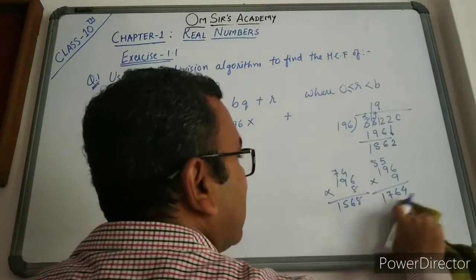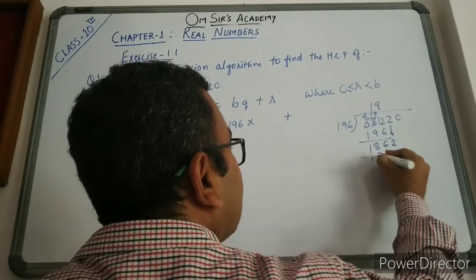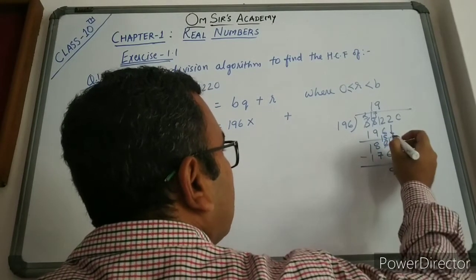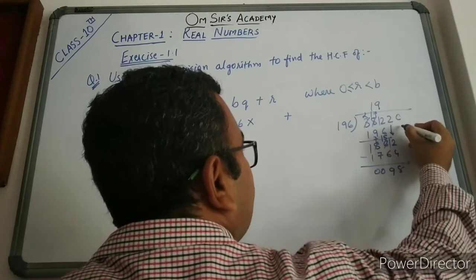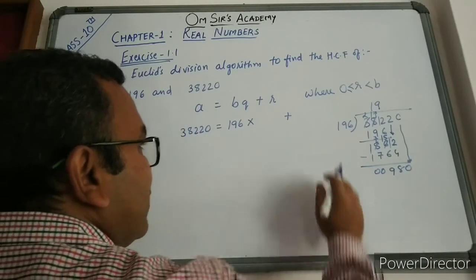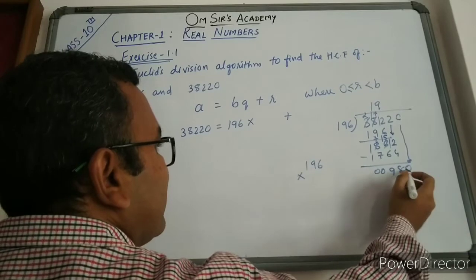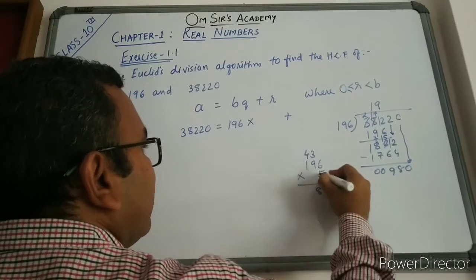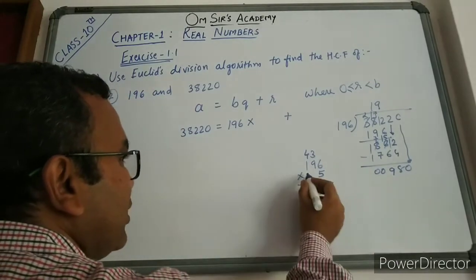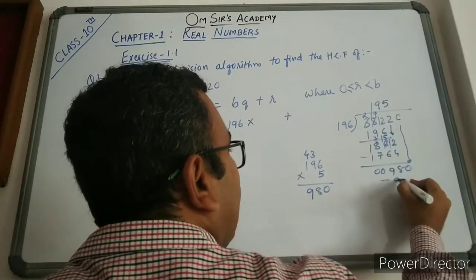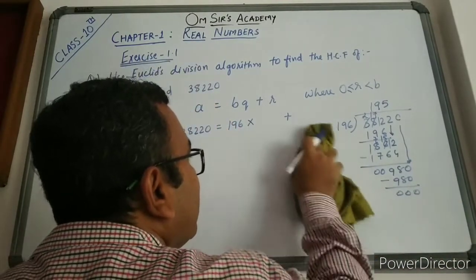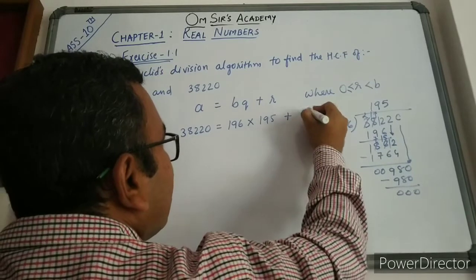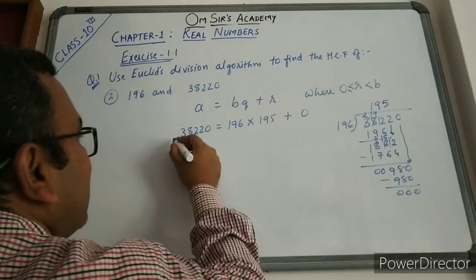So 196 into 9 is 1764. We'll subtract 1764 from this. So what will be the remainder? 12 minus 4 will be 8, 15 minus 6 will be 9, 7 minus 7 will be 0, so 98. Now we bring down 0 over here, so 980. Now 196 into the last digit is 0. 6 fives are 30. Let us try 5. 6 fives are 30, 5 nines are 45 plus 3 is 48, 5 ones are 5 plus 4 is 9. It is exactly divisible. So 196 into 5 we get 980. So the remainder is 0. So 196 into 195 is 38220 plus the remainder left over here is 0.